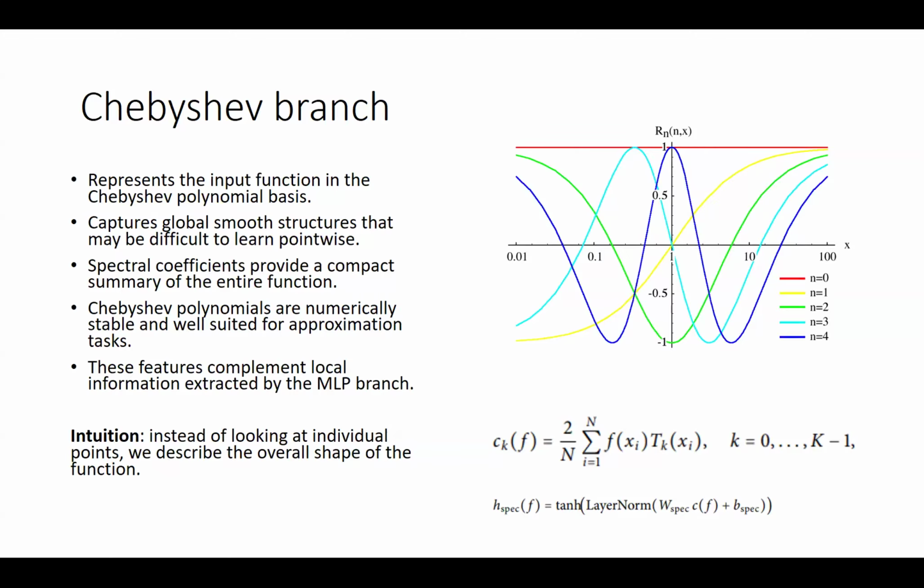The core idea is simple, I guess. We do not force the network to rebuild global continuity point by point. We just feed it the explicit global shape descriptors.